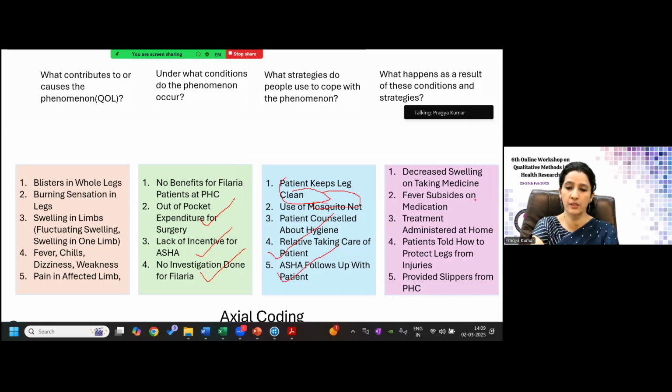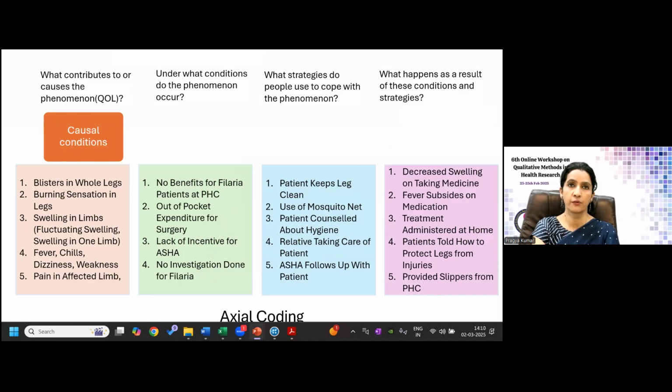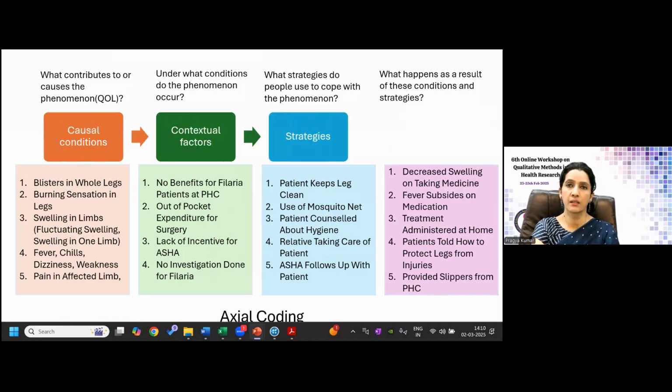And then what happened as a result of these conditions. As a result, whether there was a decrease in the swelling or not, or whether they were provided slippers from the PHC or not, and whether patients were told how to protect their legs from injury. So this is again finding the relationship in this format. This is known as axial coding. First was your causal, then your contextual, then your strategy, and then the consequences. So this is known as axial coding.